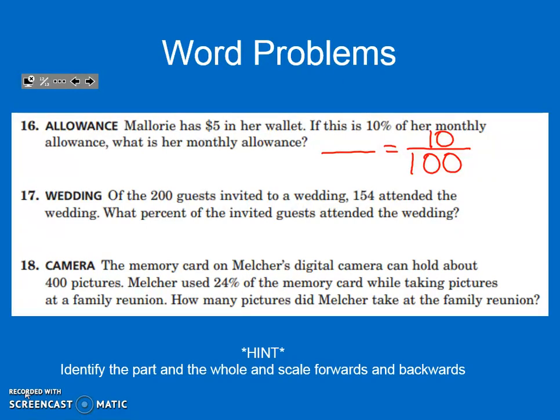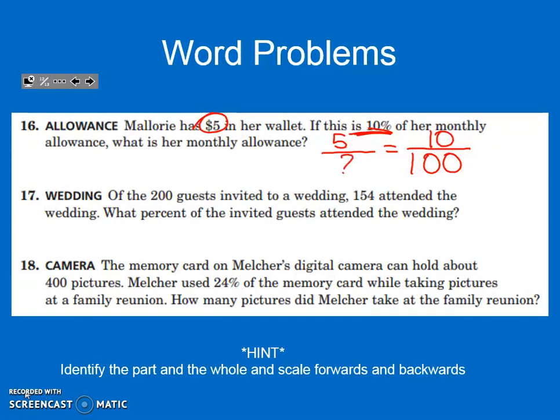It says Mallory has $5 in her wallet. This is 10% of her monthly allowance. So we have to ask ourselves, is this the whole allowance or is this only part of the allowance? Then no, the $5 is not the whole allowance because it's only 10%. So 10% is only part of the allowance. If it were 100% of the allowance, then yes, 5 would be the whole, but it's not asking for 100. It says this is only 10% of her monthly allowance. So we know that 10% is a part, so we know that $5 is also the part. So 5 goes on the top.